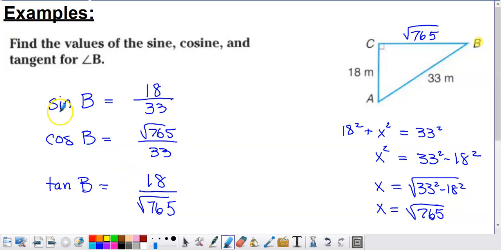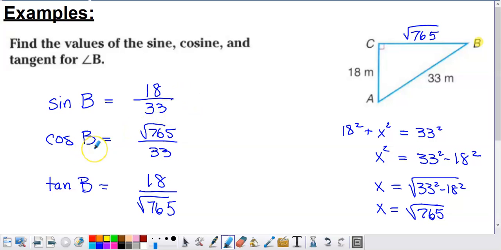So think about what sine is. Well, if you spell out that word Sohcahtoa, SOH is the first syllable. Sine of the angle B is going to be the opposite side, right? Sine of the angle is equal to opposite divided by hypotenuse. So opposite the angle B, we have 18. Hypotenuse, we have 33. 18 divided by 33 is going to be the sine for angle B.